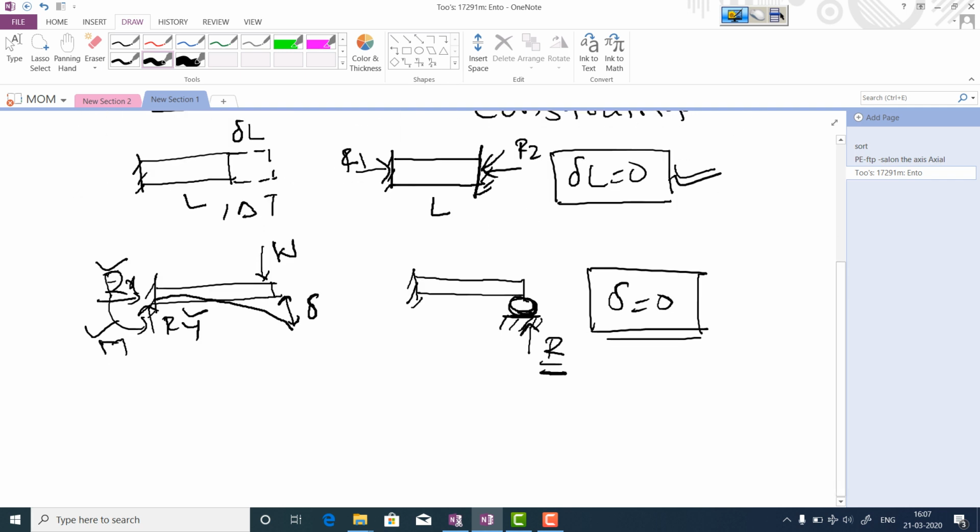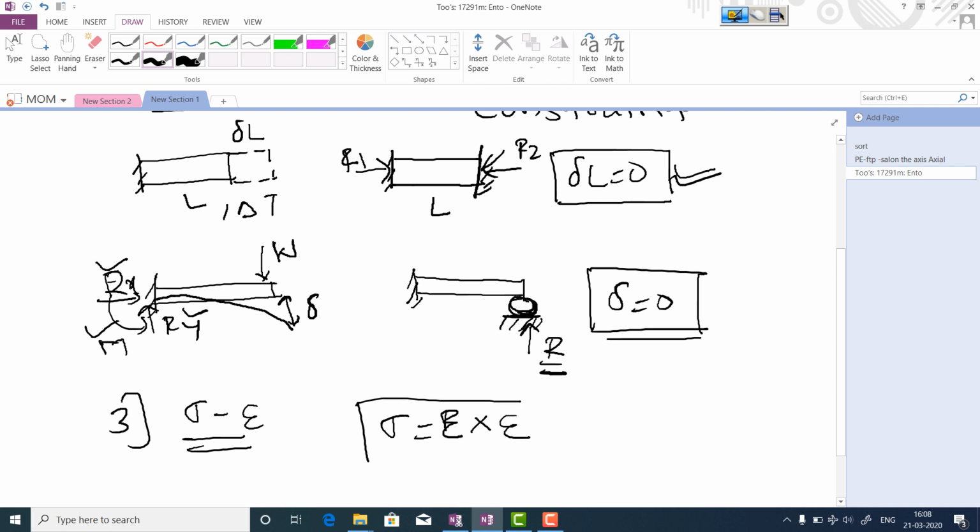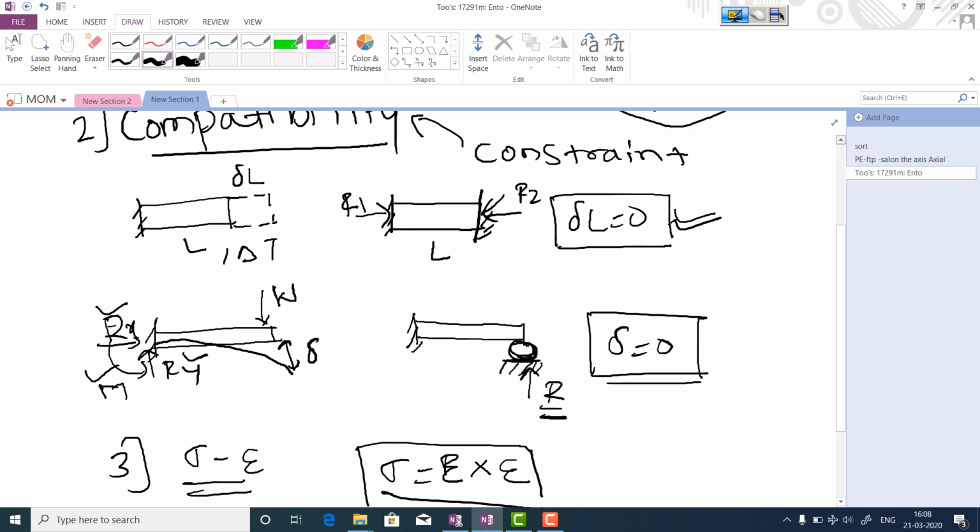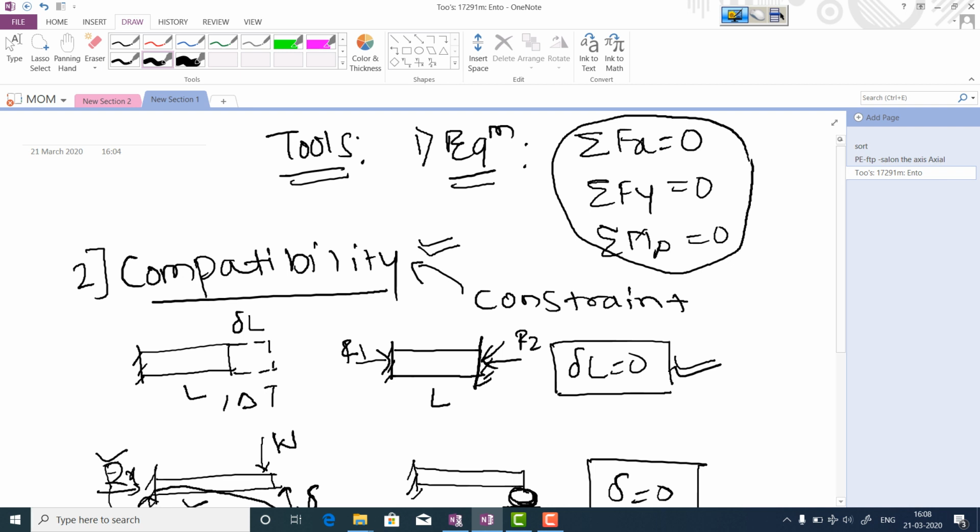And the third tool is nothing but the stress strain relation. Stress is equal to modulus of elasticity into strain. So these are the three tools which will help us in solving most of the problems in strength of materials.